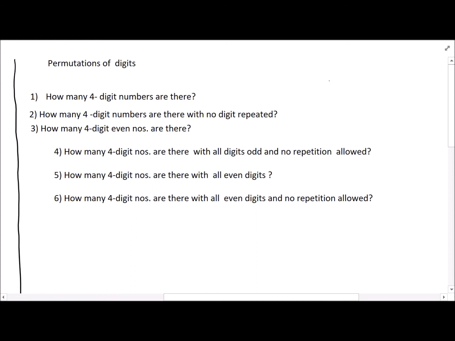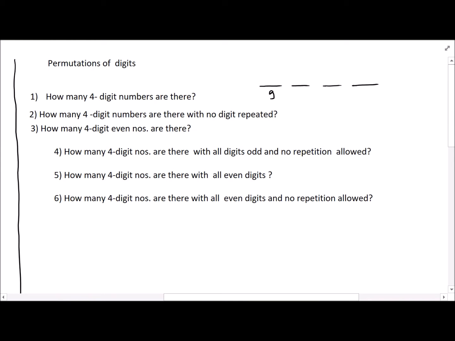Okay. Now, how many four-digit numbers are there? If restrictions are not there about repetition or no repetition, then we are free to repeat all digits. That means at the first place we have 1, 2, 3, 4, 5, 6, 7, 8, 9, so 9 options.